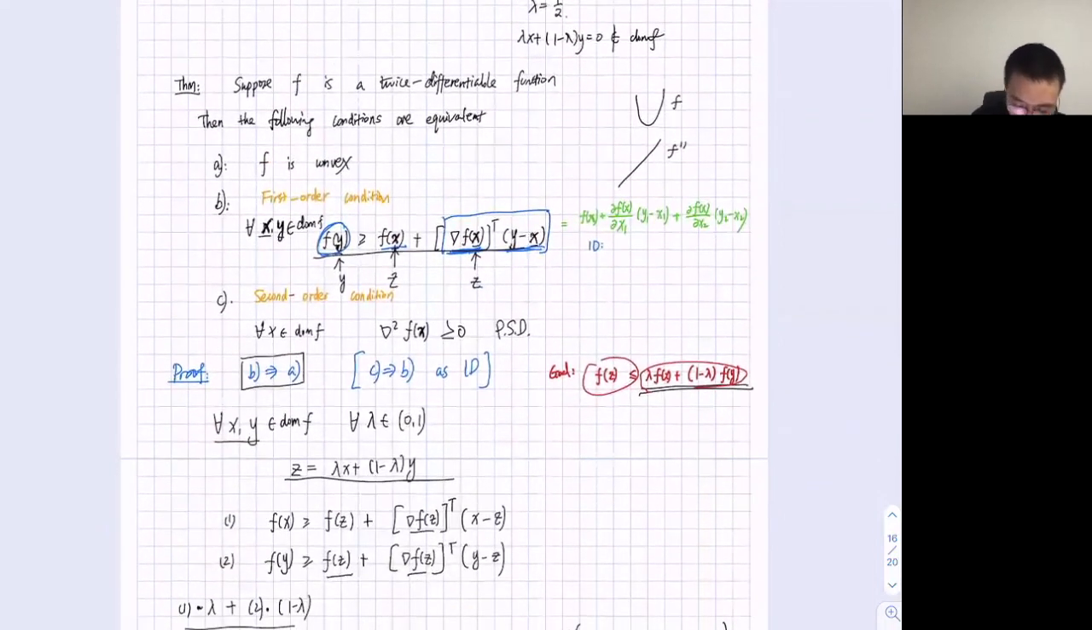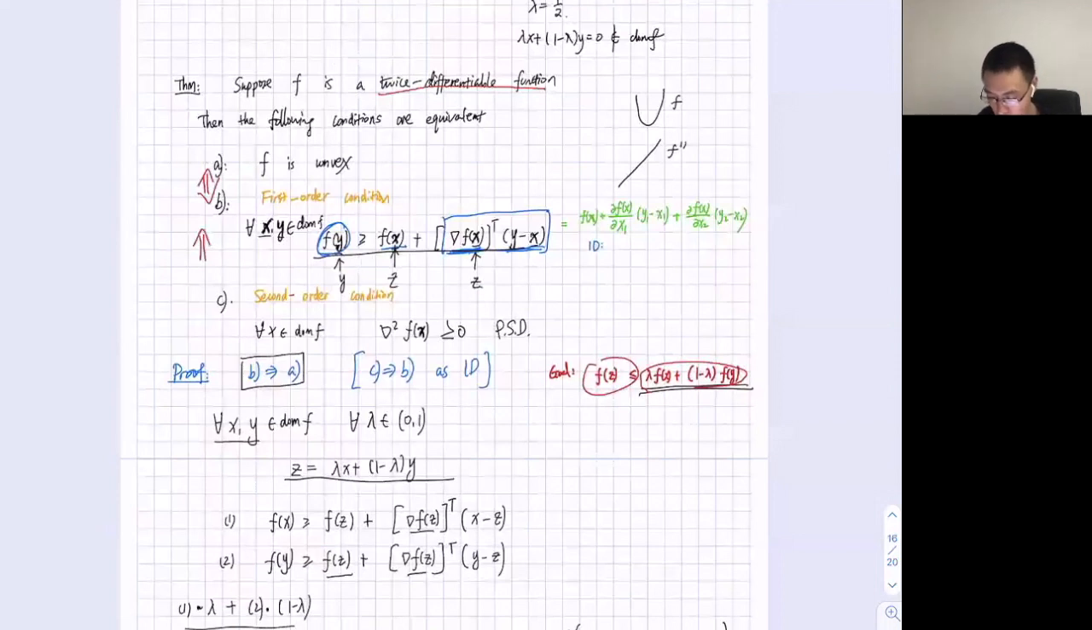So now we just proved B implies A and C implies B, but there are some other directions you can work on yourself, okay? And sometimes this can be relaxed. The twice differentiable assumption can be relaxed. For example, when f is convex, it implies the first order condition, and you only need the derivative to exist at the point x. You don't have to say the function is differentiable at all points.